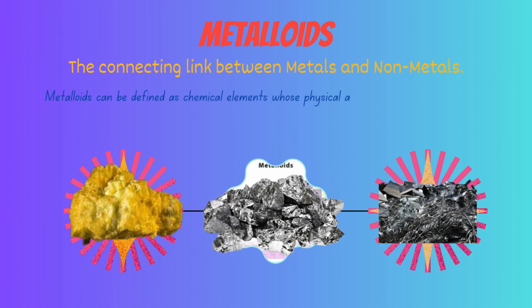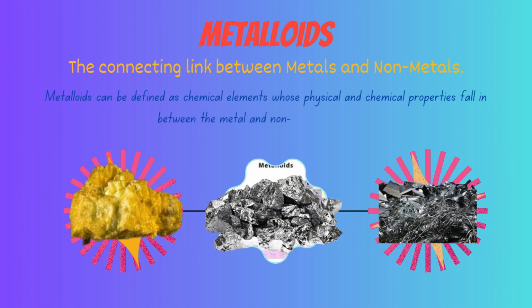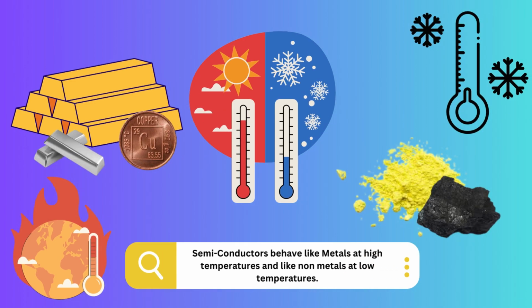Metalloids are shiny, brittle solids that look like metals and are called semimetals or semiconductors. When heated, metalloids can conduct electricity and behave like a metal. When cooled, they behave like a non-metal and become an insulator.